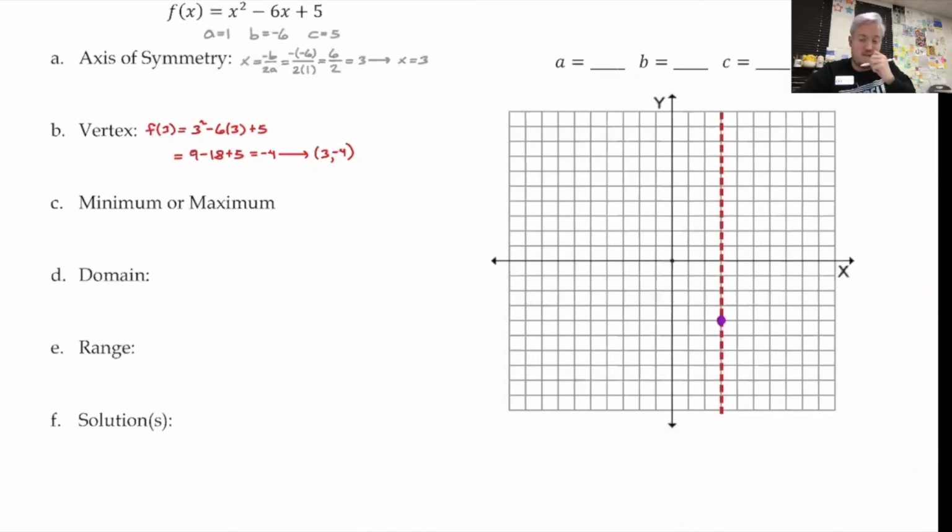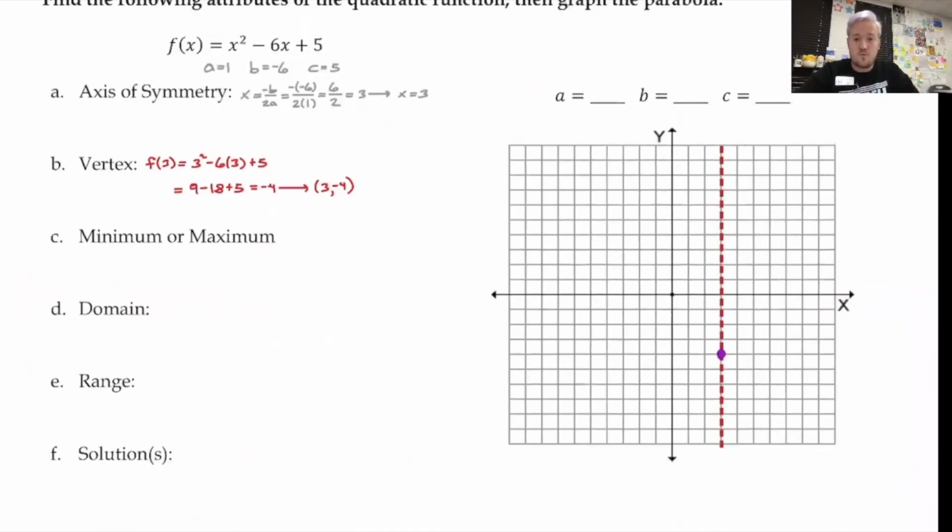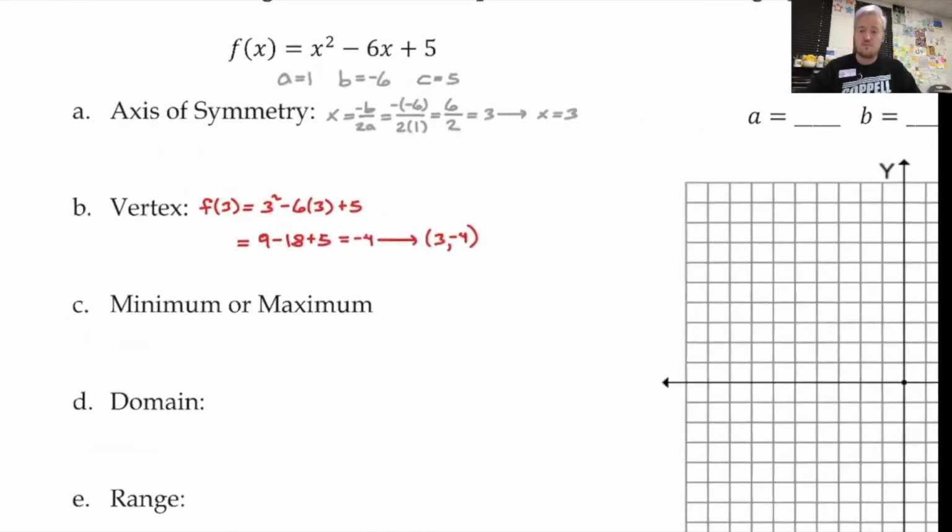All right, so now I want to determine if it's going to be a minimum or a maximum. Just remember, if it faces up, that means it meets at the bottom, which means we have a minimum. And if it faces down and meets at the top, that means we have a maximum. Another way to look at it, if we don't have the graph, is you can look at the a value.